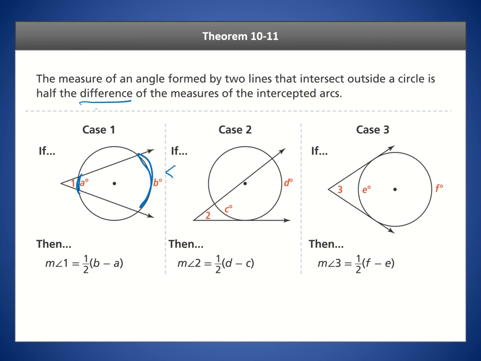So for instance, if we knew this arc is 50 and we knew this arc is 10, then I do 50 minus 10, and then I divide it by 2, and that would give me 20 degrees. And so this angle would be equal to 20 degrees, for instance.